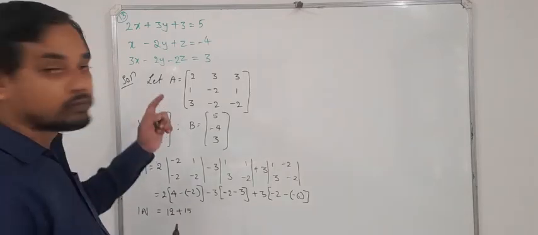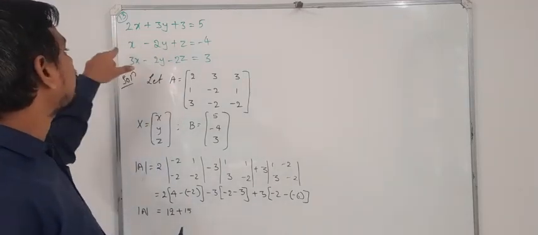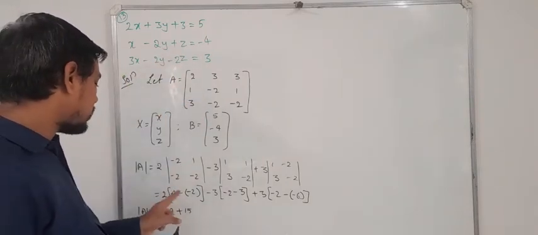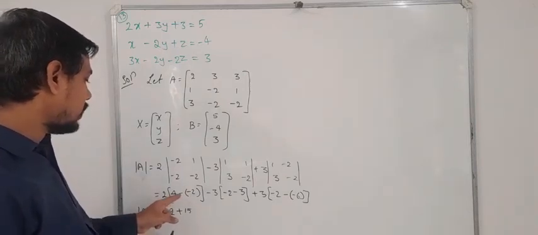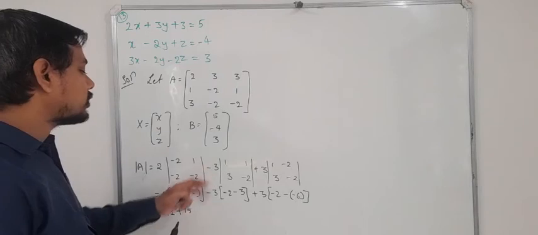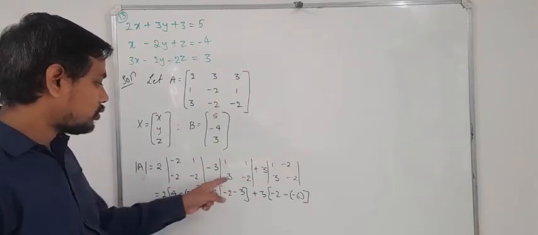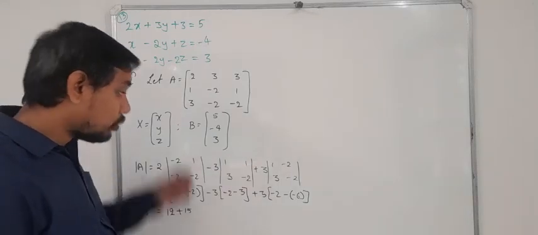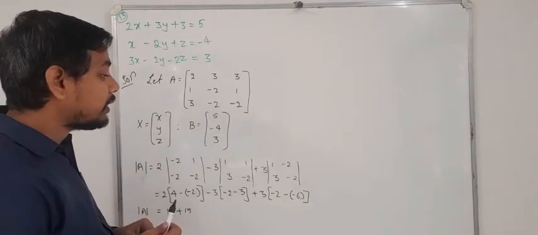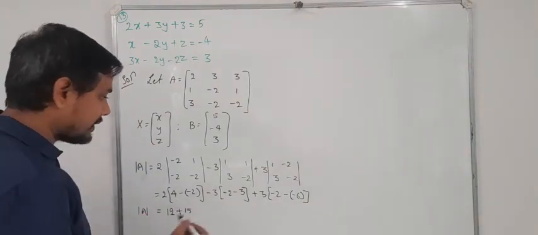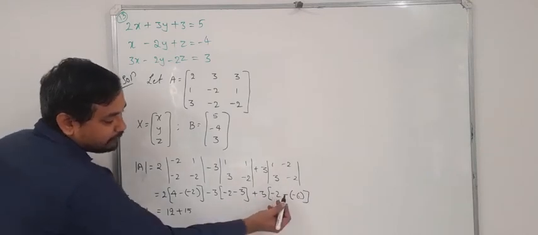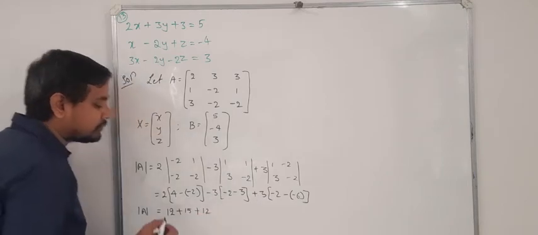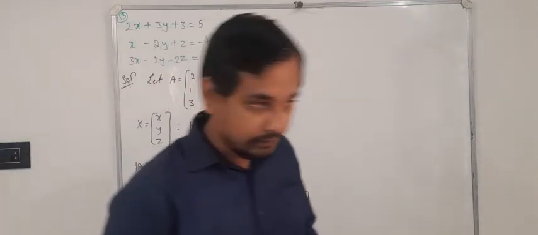So just check it down. What are the elements here? 2, 3, 3, 1, minus 2, 1, 3, minus 2 and minus 2. Minus 2 into minus 2 is plus 4, minus of minus 2 into 1 minus 2. Then minus 3 into 1 into minus 2 minus 3. Then plus 3 into 1, minus 2, 3 and minus 2, so you will get minus 2 minus 6. This will be minus 2 minus of minus 6, plus 6. Minus 2 plus 6 is 4. 4 into 3 is 12. So what will be the value available?